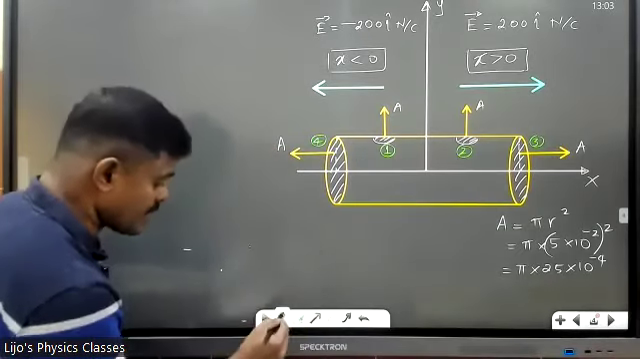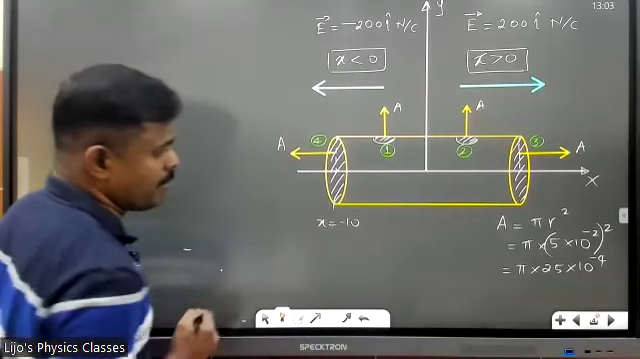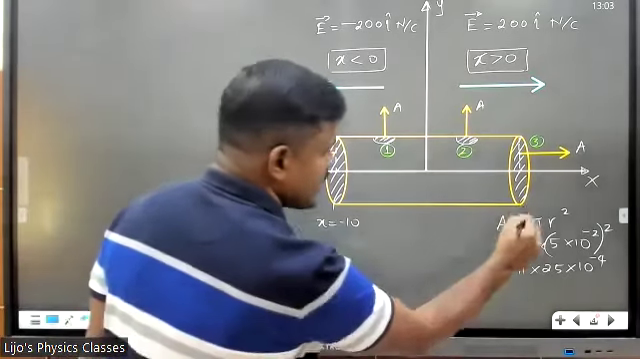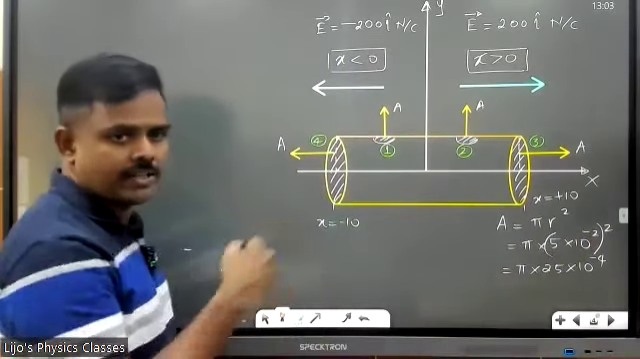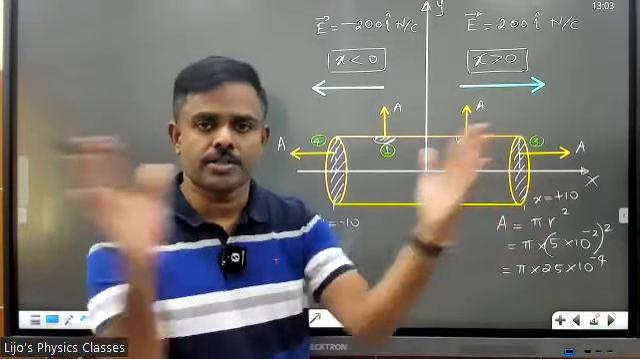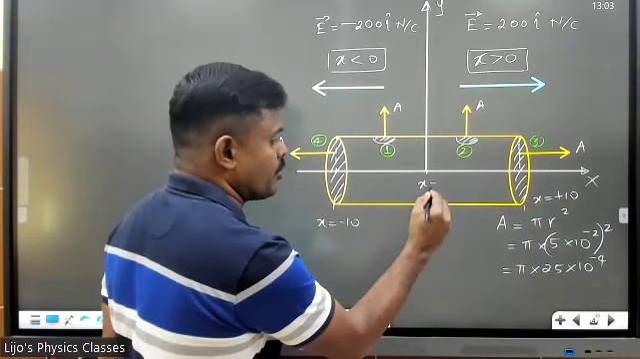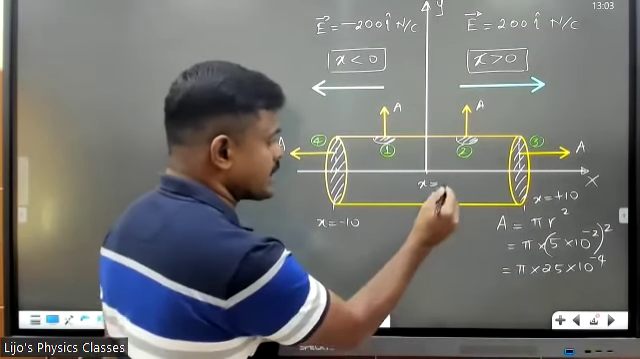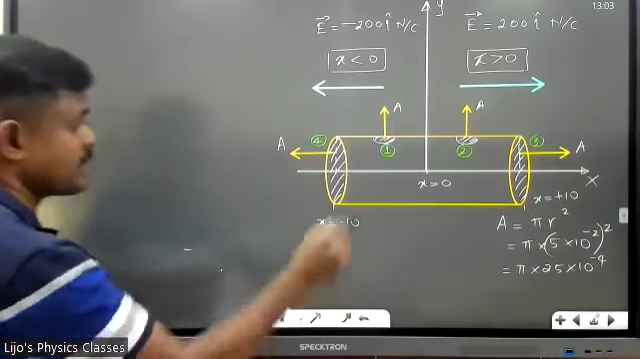They have given the locations. The left end of the cylinder is at x equal to minus 10. The right end of the cylinder is at x equal to plus 10. That is given in the figure. So the total length is 20. Right in the middle, we have the origin, called x equal to 0. Got it? So let us see the surfaces one by one.